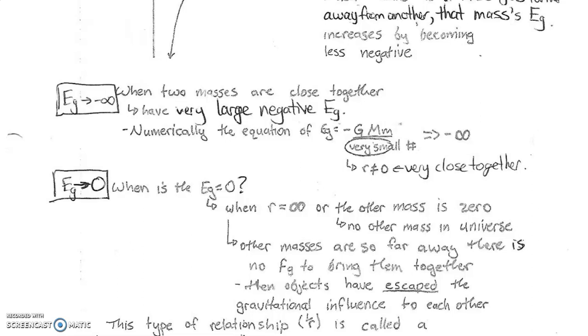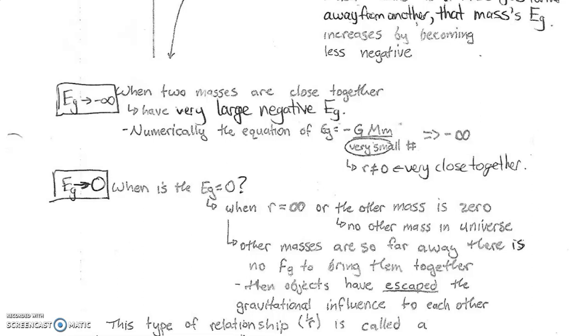A second case where a limit plays in is when the gravitational potential energy approaches 0. Well, that happens when the radius approaches infinity. Or there's a second case that could happen, and that's when the other mass is 0. But I don't know of any mass that is truly 0. So the only case that can happen then is when the radius is approaching infinity. Other masses need to be so far away that there's no force of gravity to bring them together.